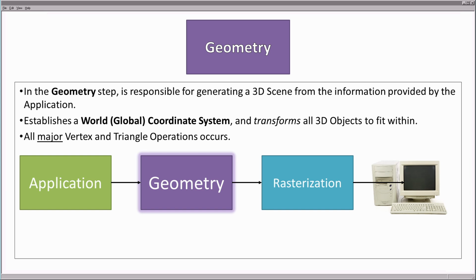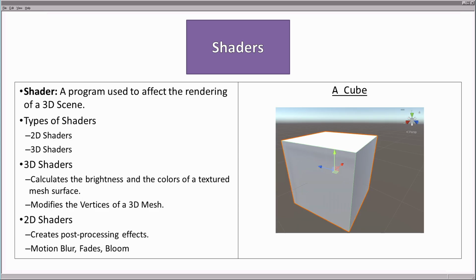The concept of transformations has been mentioned before, and it becomes a central feature in all of 3D. All major vertex and triangle operations occur during this step. In relation to this, a shader is a program used to affect the rendering of a 3D scene. The types of shaders include 2D and 3D shaders. 3D shaders are used for a couple of different purposes.